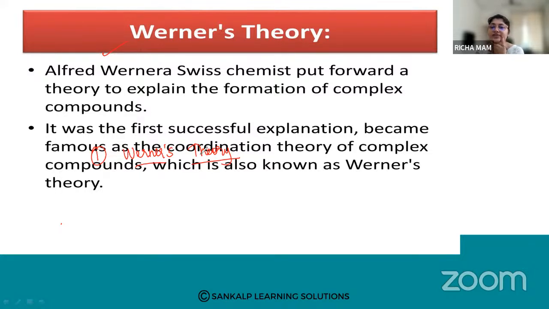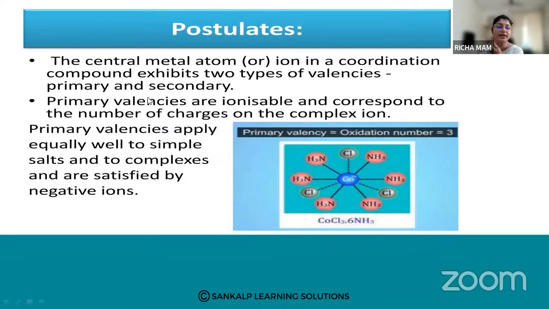This theory which he put forward became so famous that it was named after him, Werner's theory. The theory was very successful and was named by his name. So what are the main postulates of this theory?